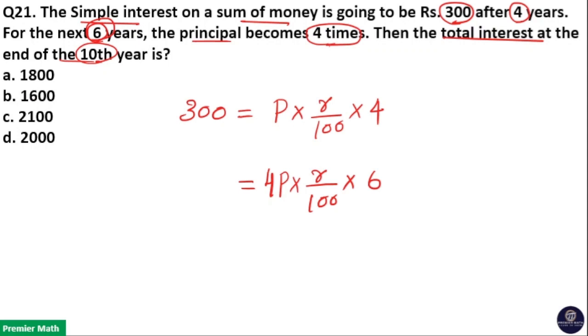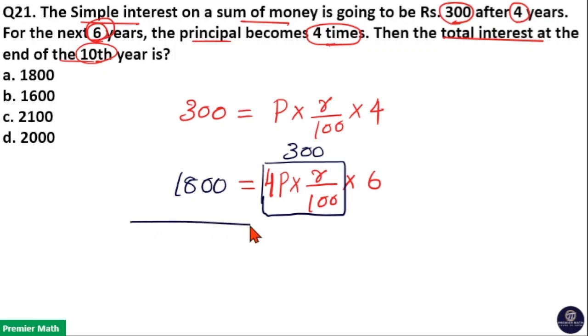Now you can see this part is same, that is P into R percentage into 4 is equal to 4P into R percentage, which is equal to 300 rupees. Then simple interest for 6 years is 6 into 300, that is 1800. That means total interest is equal to 1800 plus 300, 2100. So total interest for 10 years is equal to 2100. Option C is your answer.